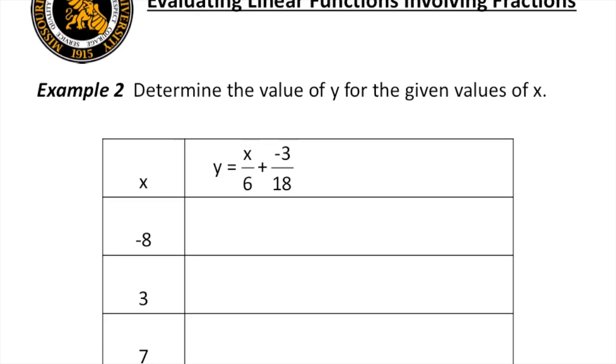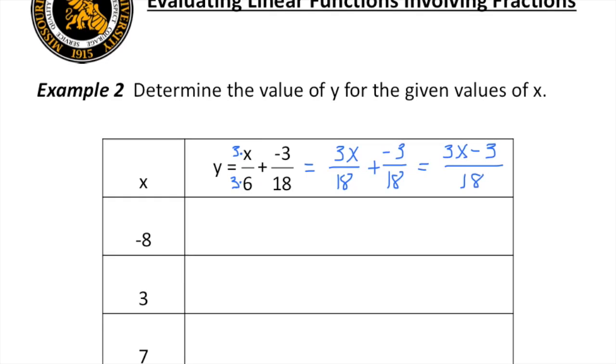So noticing that there is a common denominator of 18, we can multiply our numerator and denominator in our first fraction by 3, so that we have 3x over 18 plus -3 over 18, which now allows us to add those two fractions together, getting a single numerator, 3x minus 3, over a single denominator of 18.